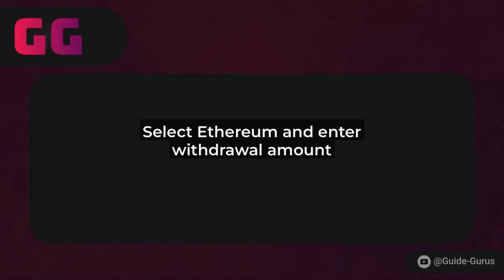Step 2. Select Ethereum from your wallet options. Enter the amount you want to withdraw, but be mindful of any minimum limits or network fees that could apply in 2025. Fees can vary based on blockchain congestion.